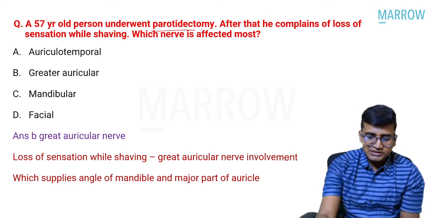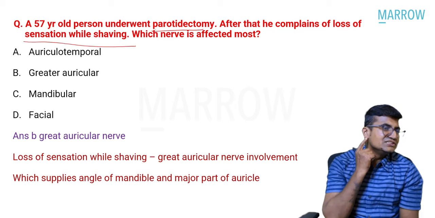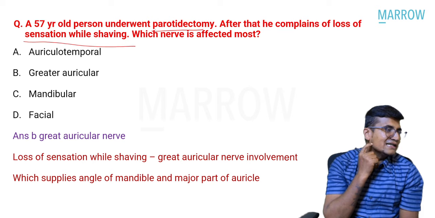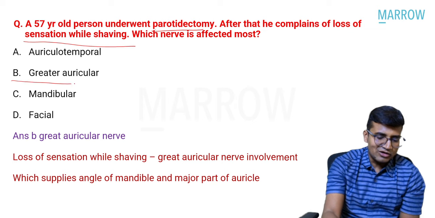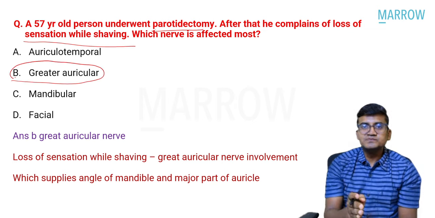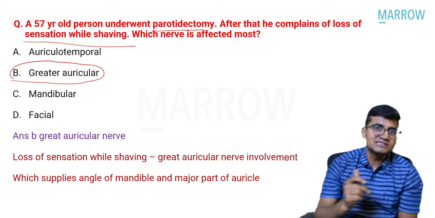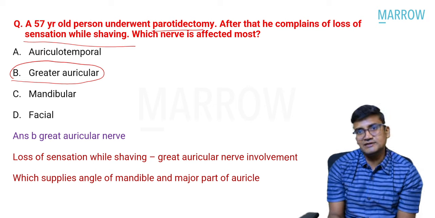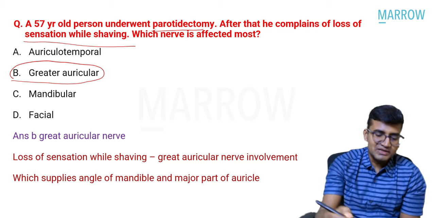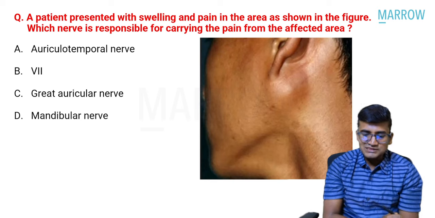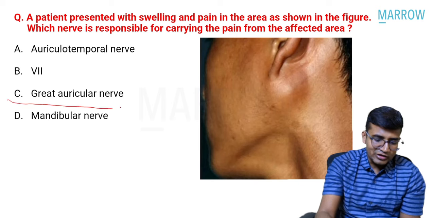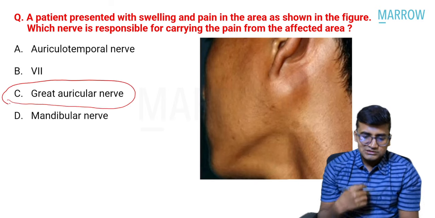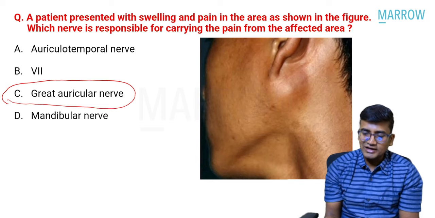After parotid surgery, loss of sensation in the shaving area. Shaving area means they are mentioning this area and that area's sensory supply. Again, skin over the angle of the mandible and the adjoining area is supplied by our great auricular nerve. So the point is, again and again, we are getting questions from this area. So this is a high yield area. Now in the future also, you may get similar questions. So now, what is the answer for this question? The skin over the angle of the mandible, sensory fibers are carried by our great auricular nerve. So any pain, any swelling in that area, which nerve is responsible for carrying the pain? Our great auricular nerve.